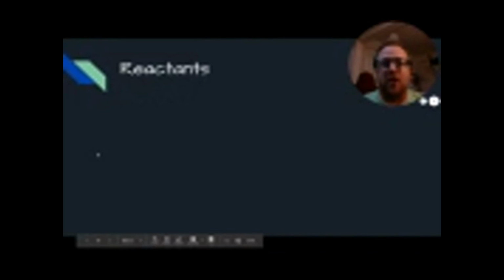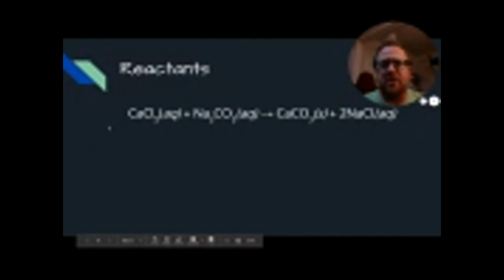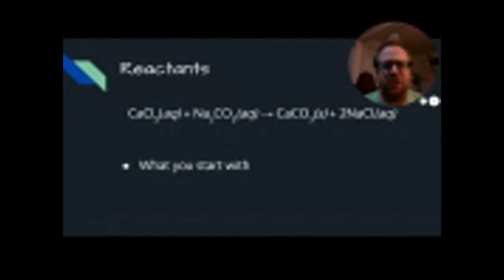We're going to start with what are called reactants. So this is my chemical equation here. My reactants are what I start with. Typically, we find our reactants on the left side of the equation. So in this case, it's going to be these two things right here, the CaCO2 and the Na2CO3. Those are going to be my reactants.